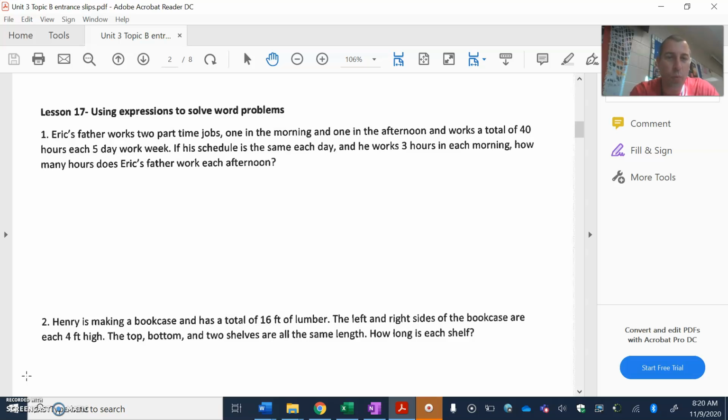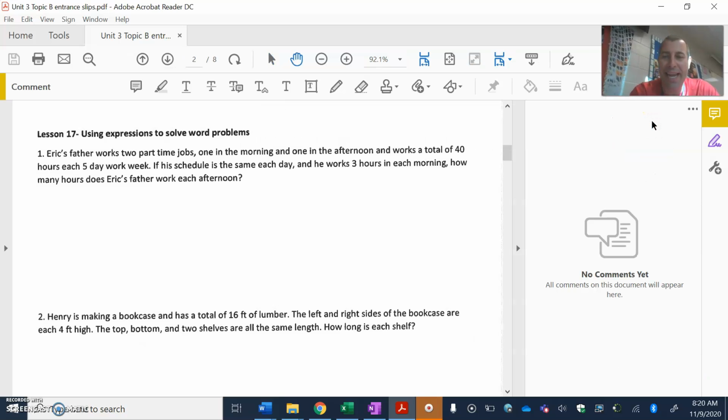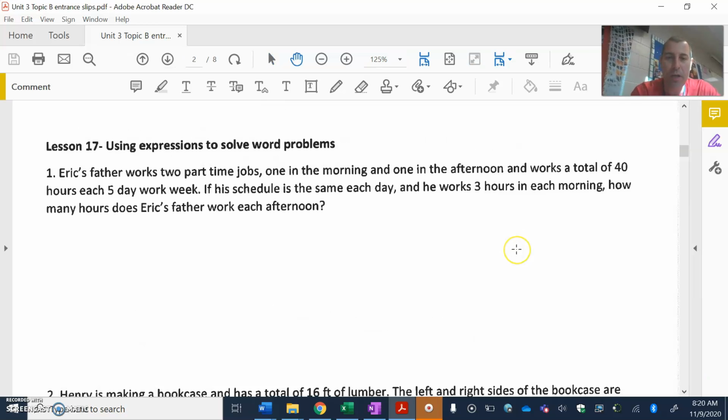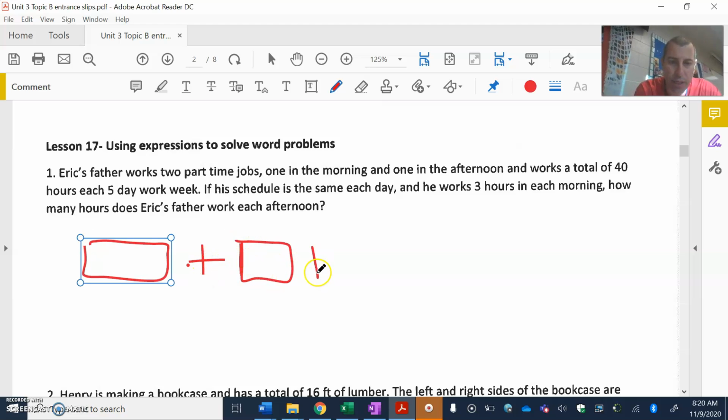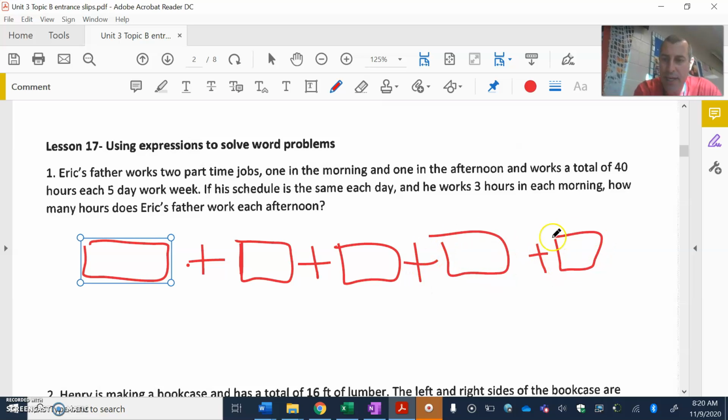Okay, so we've got 2 jobs, one in the morning, and we've also got one that's in the afternoon as well. He works a total of 40 hours. Oh, and 5 days each week. So the visual here is going to be strong. We're working 5 days a week: 1 day, 2 days, 3 days, 4 days, 5 days. All of that has to equal 40.